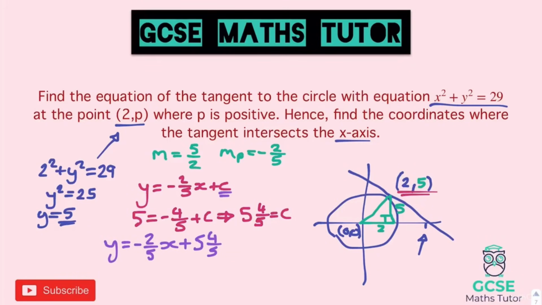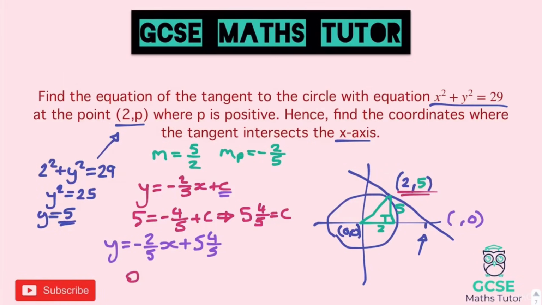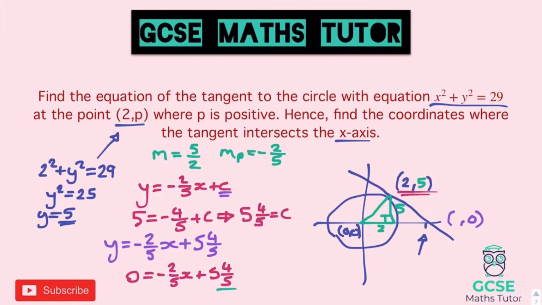Now we're finding that x coordinate, so we know at this point y equals 0. So if we plug 0 into our equation, we get 0 equals minus 2/5 x plus 5 and 4/5, and then we just need to solve this. Not the nicest again. If we subtract 5 and 4/5 from both sides, we get minus 5 and 4/5 equals negative 2/5 x, and then we need to divide both sides by negative 2/5.